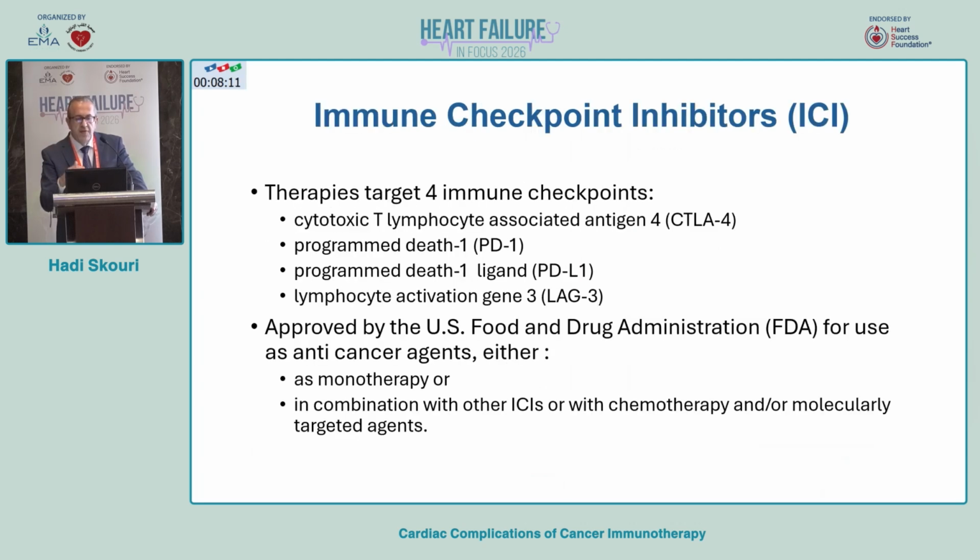There are 4 immune checkpoints that are usually targeted by immune checkpoint inhibitors: cytotoxic T lymphocyte associated antigen 4, programmed death 1 and programmed death 1 ligand, PD-1 and PD-L1, and lymphocyte activation gene. All of these are approved by the US FDA for use in anti-cancer therapy, either as monotherapy, in combination with other ICIs, or in combination with chemotherapy.